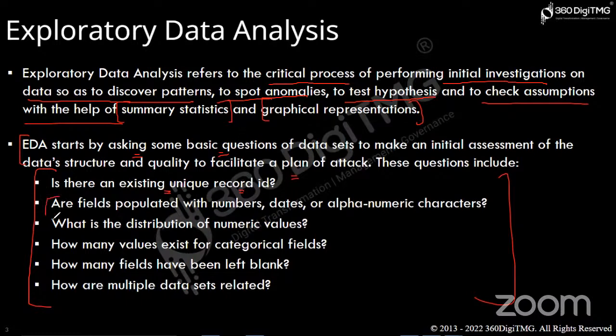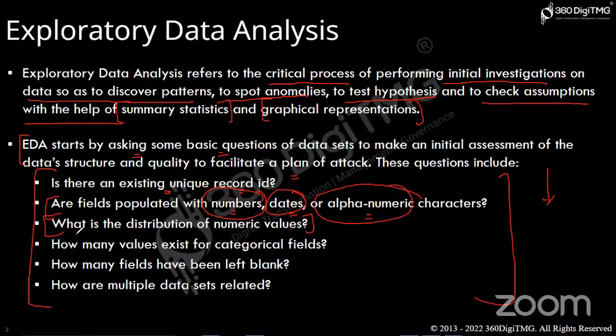In the same way, are fields populated with numbers, dates, or alphanumeric characteristics? This is very important when we are working on our data. What is the distribution of numeric values? We have to understand data. First we have to understand whether my data is numeric or alphanumeric or whether I have dates. If I have dates, are these dates in sequential order? All these factors are very important.